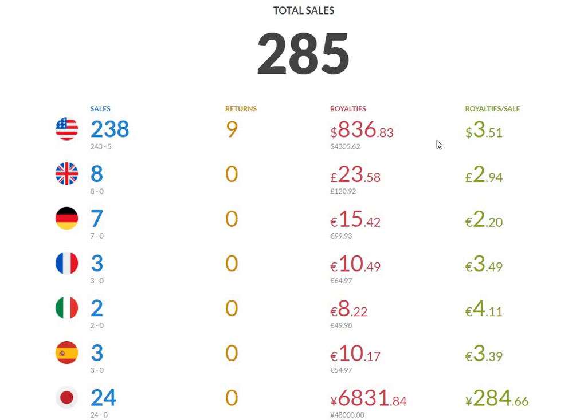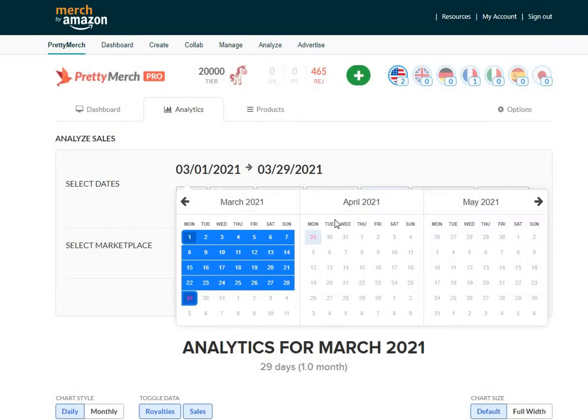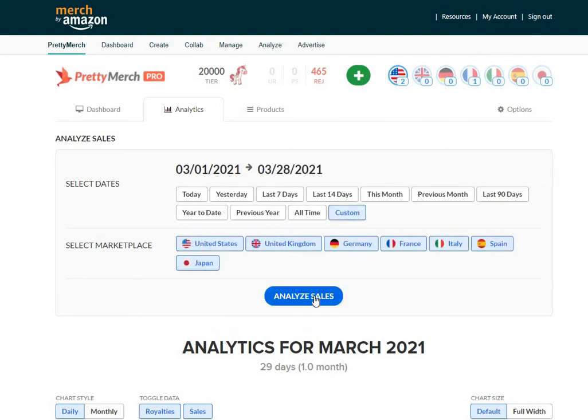So I was doing the math before I started recording, and I've passed $5,000 in sales for the month, and I'm at about $1,000 in royalties, which is really nice. As you can see here, sales across the board, and to be fair, this number should be 282 because I'm including today's sales as well.